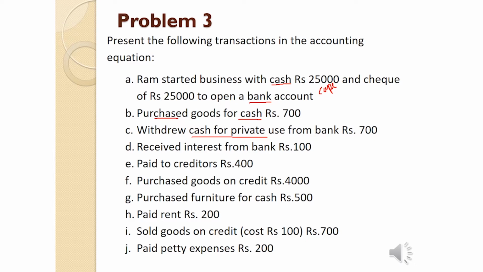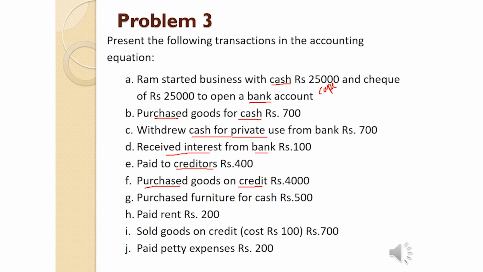Received interest from bank. Interest received is an income for us, so that will increase the amount of capital. Bank balance is also increased. Then paid to creditors, cash account and creditors account. The liability of the creditors will be decreased and cash also decreased. Then purchase goods on credit, purchase account and creditors account. Here stock value will be increased as well as liability of the creditors.